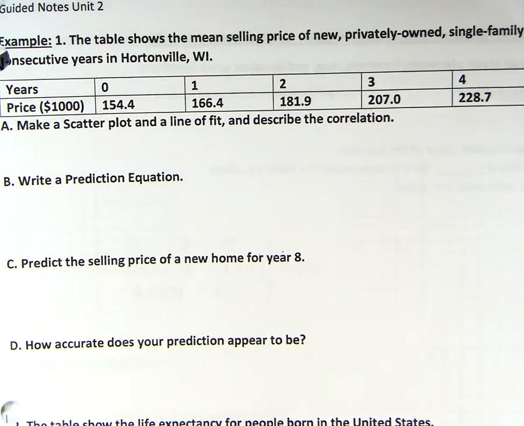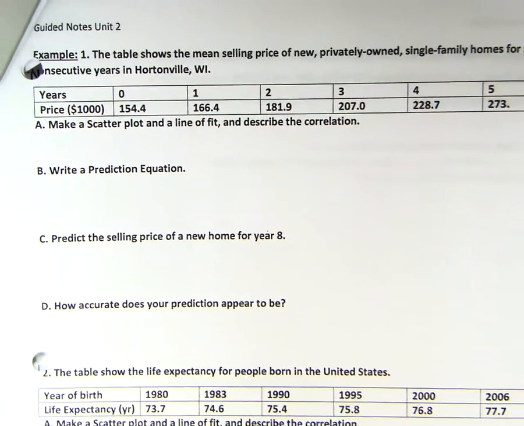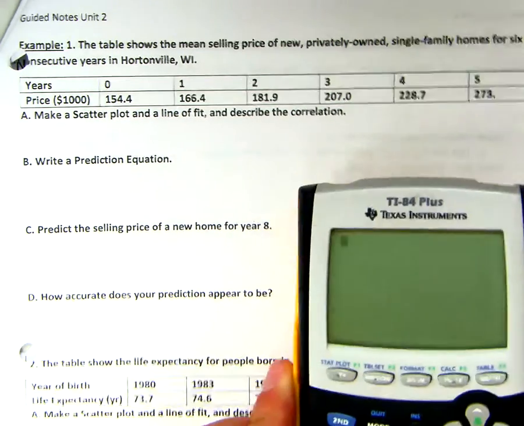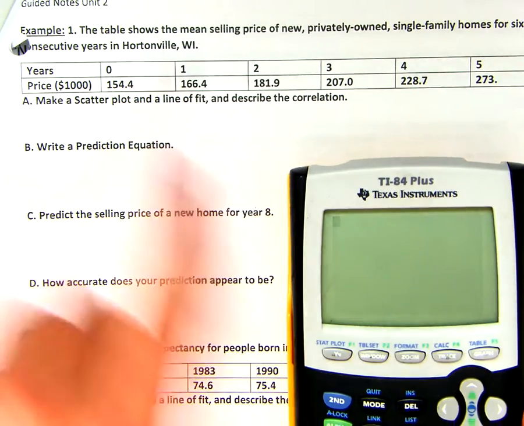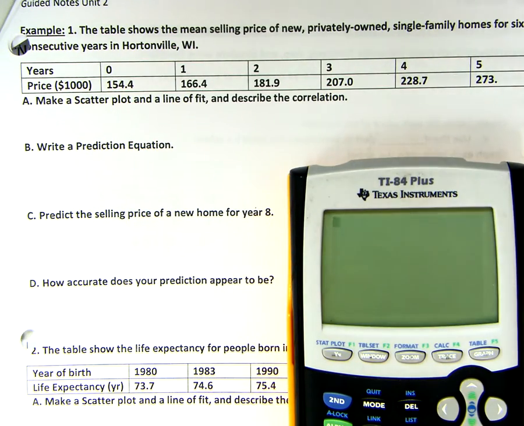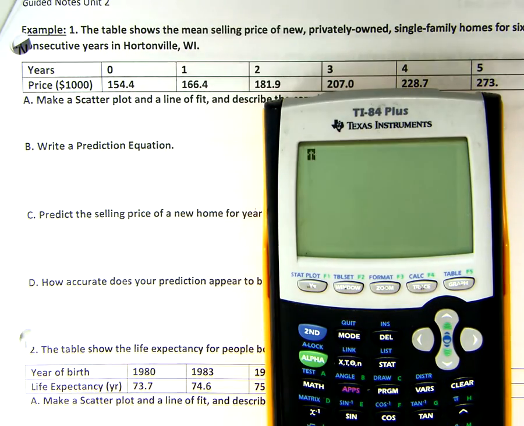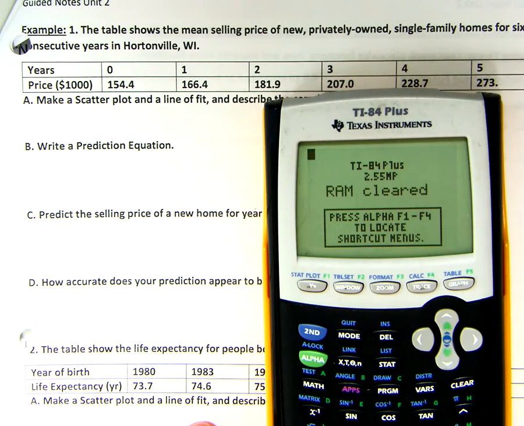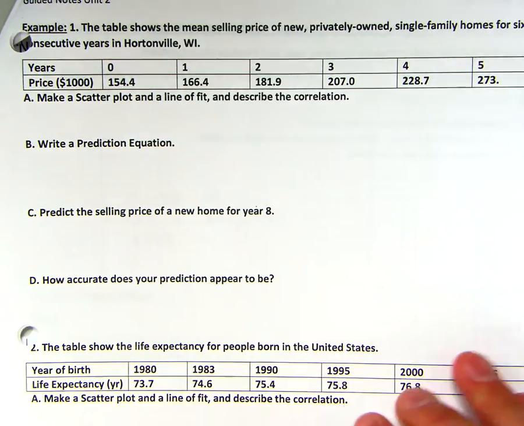We're going to look at Hortonville and the selling price of new single-family homes over the years of a survey. So we have 0 through 5 years of the survey with their prices in the 1,000s. So this is 154,400, but we're just going to use 154.4. Anyways, though, first thing you need to do when you get your calculators, you need to hit 2nd plus 7, 1, 2. This clears the RAM, clears any sort of data that was there before.